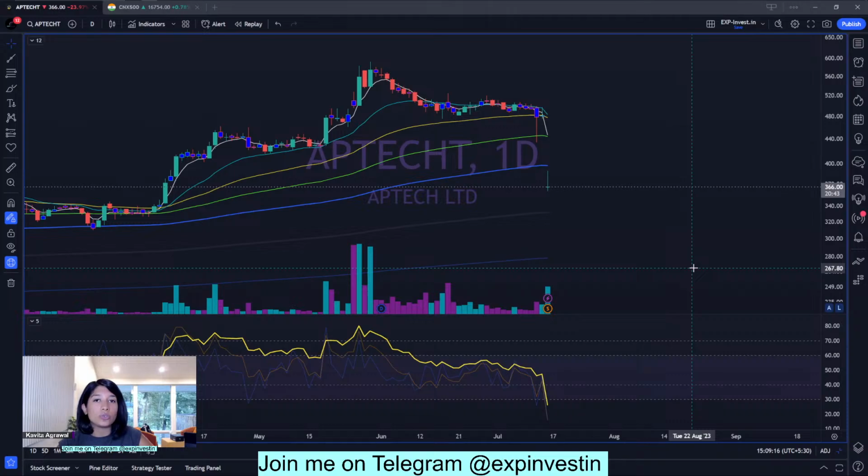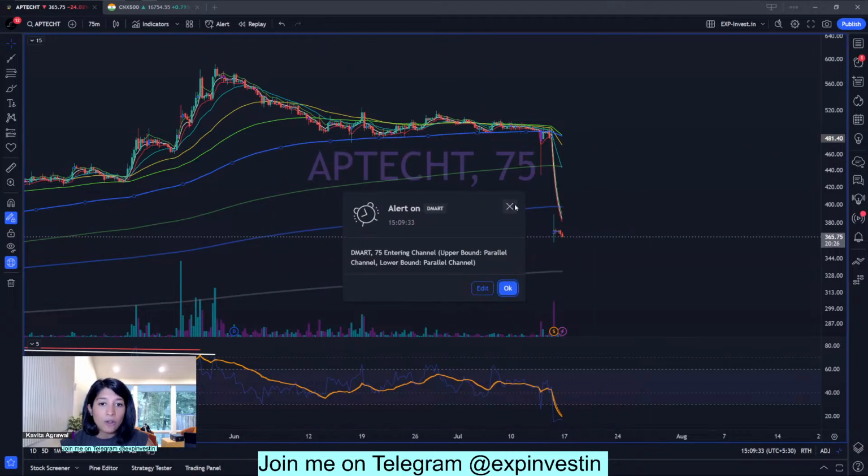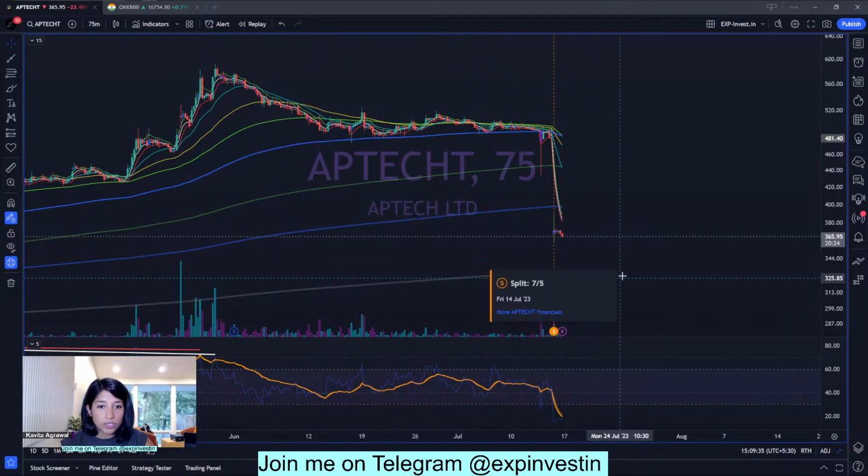So I would suggest you join my Telegram channel and ask me about the stock next week. Usually on the day of a split, the stock does not adjust immediately. Like I said, it does look like the stock was taking strong support at the 200 EMA. Once the stock has adjusted for this split, then we'll be able to analyze it better.